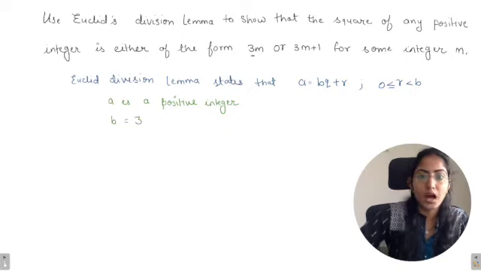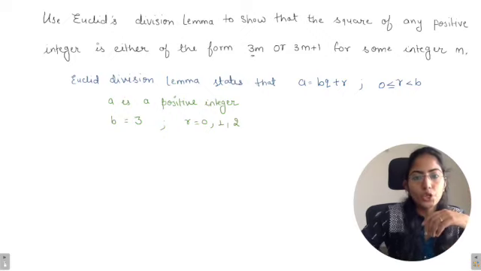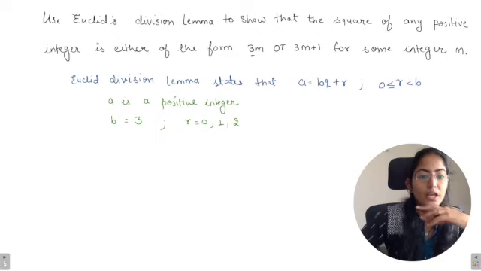Now what will be r? R may be 0, r may be 1, or r may be 2. Clear? Because r must be less than b, that is less than 3, so it will be 0, 1 and 2. Clear? Okay, now I am taking the first case and going to solve it.